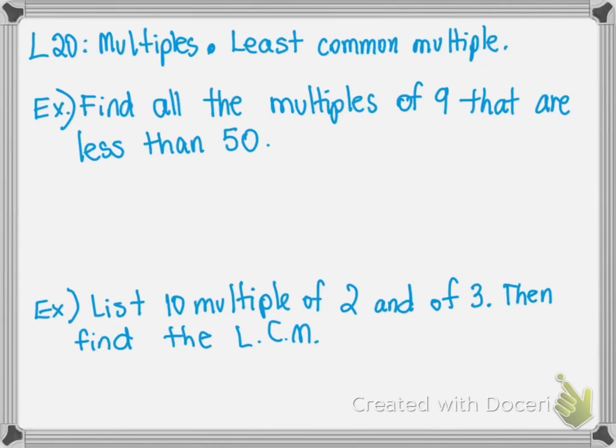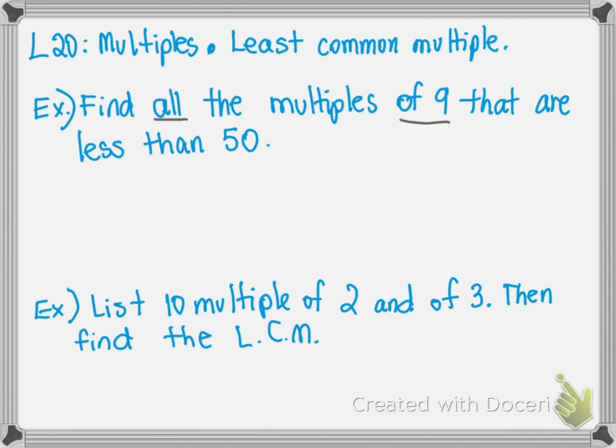Hello, today we're going to do lesson 20, multiples and the least common multiple. Now, if you remember, a multiple is a number that we find by multiplying two numbers. So the multiples of 3, for example, are 3 times 1 is 3, 3 times 2 is 6, 3 times 3 is 9, and like that.